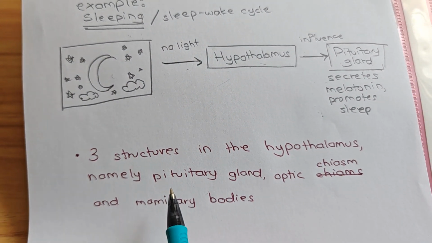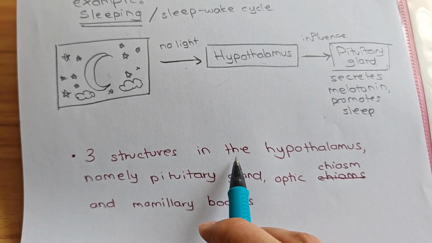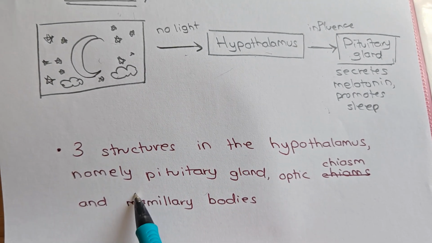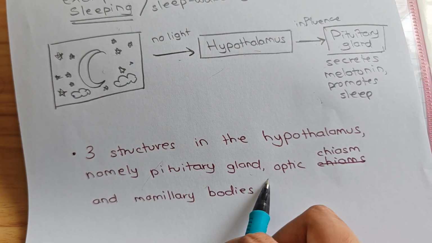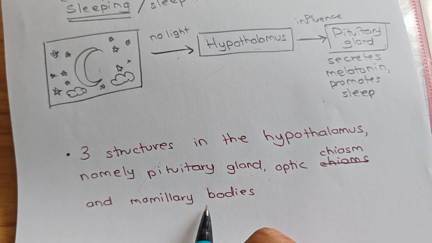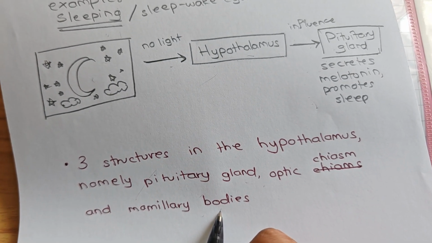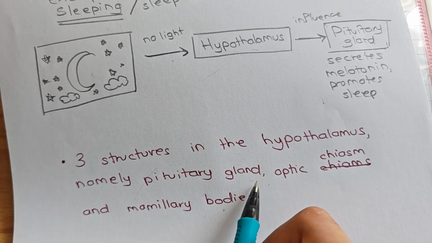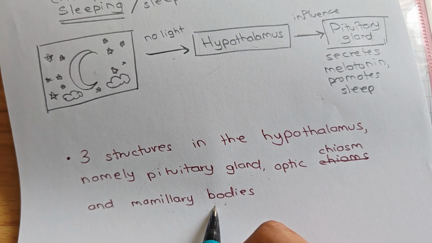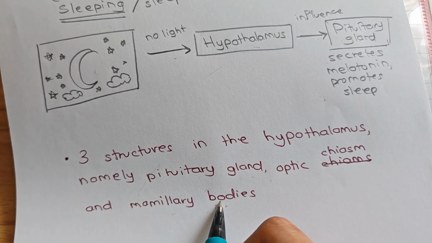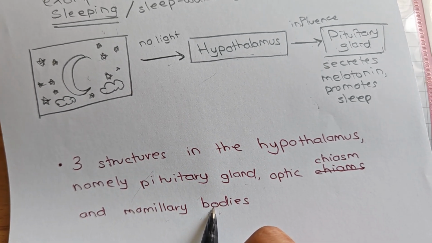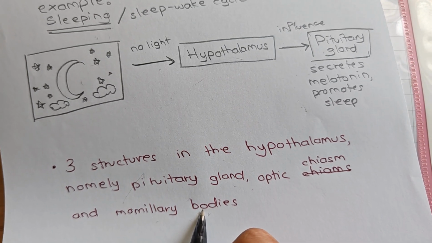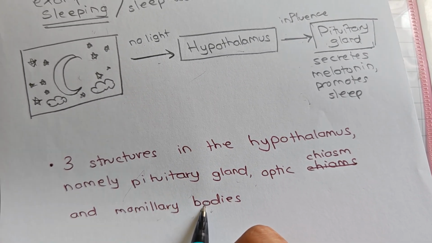Okay. Additionally, there are three structures in the hypothalamus, namely the pituitary gland, optic chiasm, and mammillary bodies. I will not elaborate on the optic chiasm and mammillary bodies to prevent confusion. So that is all from me, and I hope you guys understand this lesson.